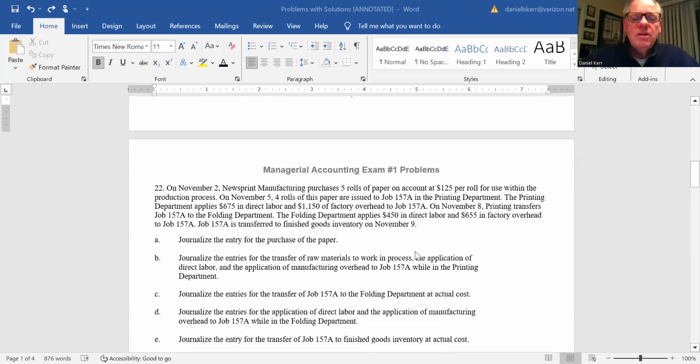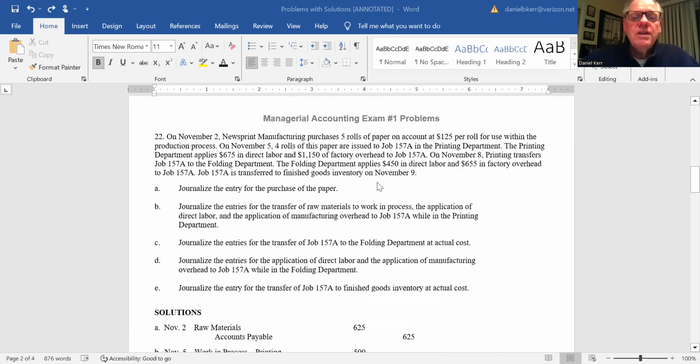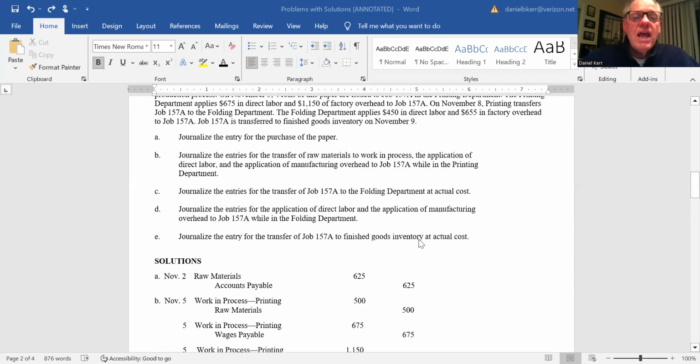The second one was very similar to homework, very similar to slides that we did in class, very similar to an exercise we did in class. You had to journalize all these different entries. So this narrative here gives you all the information, and on the basis of this, they wanted you to journalize the following entries. All the information you need to make the journal entries is up in this paragraph here. So the first one, A, to journalize the entry for the purchase of paper: it's a debit to raw materials, a credit to accounts payable.